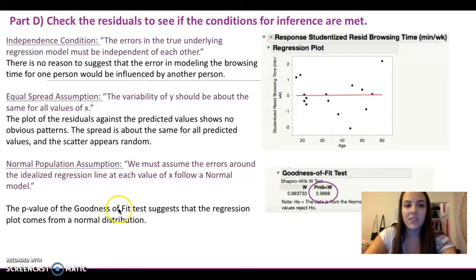So yeah, all of those assumptions and conditions are met, and that's the problem.